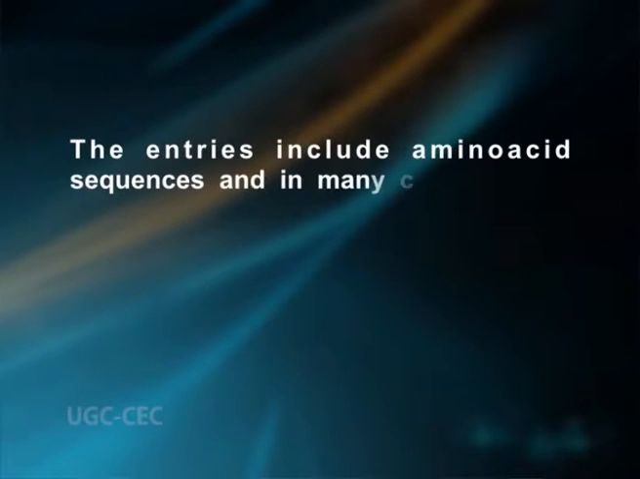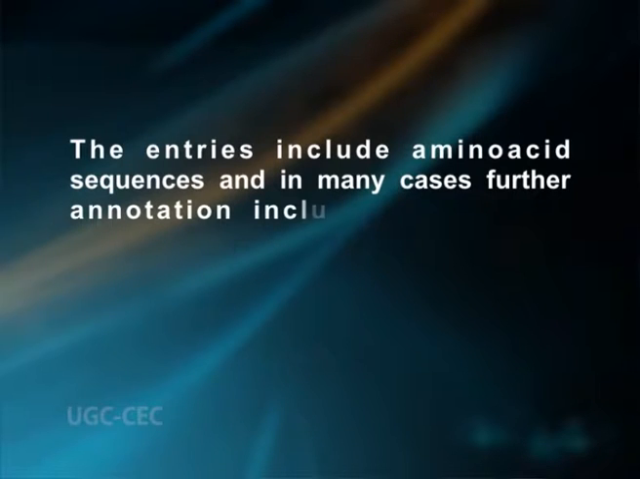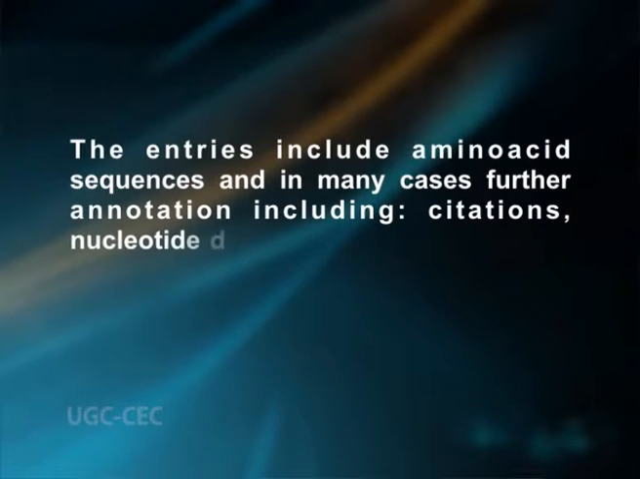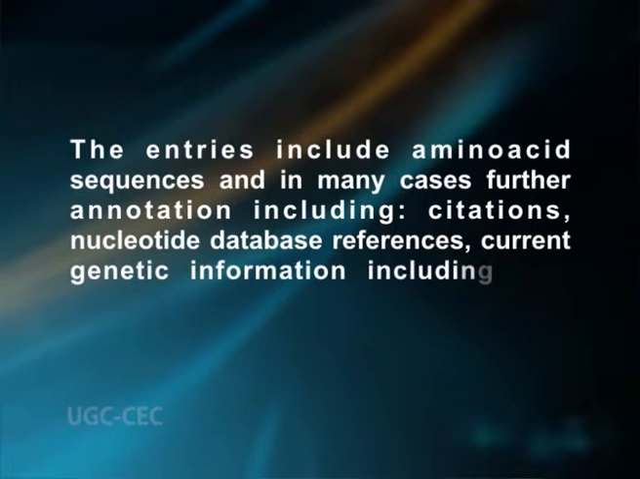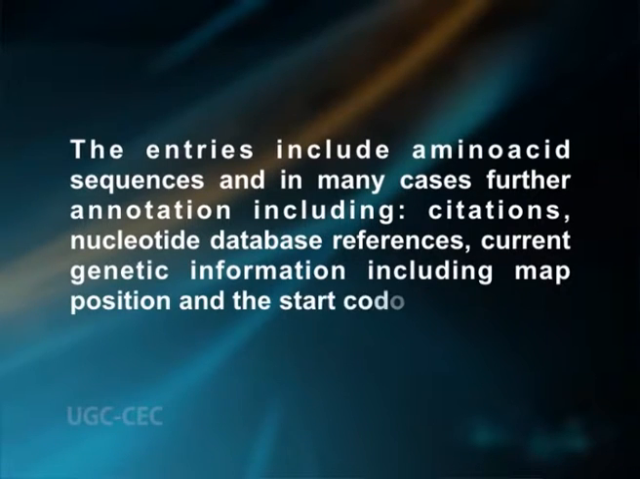The entries include amino acid sequence and in many cases further annotation including citations, nucleic acid database references, current genetic information including map position and the start codon if not AUG. PIR is in part a redundant database. Sequences are made public as soon as the database curator receives them, even before annotation or classification is verified.